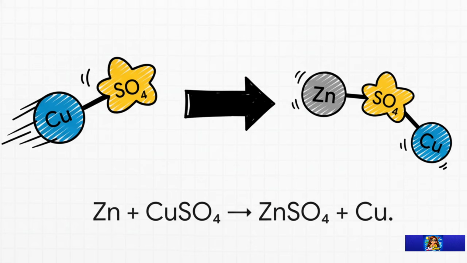So first, you've got a single displacement reaction. This is where a more reactive element literally kicks a less reactive one out of its compound. It's like a chemical cutting in on the dance floor. For reasons that are a whole other story, zinc is just more reactive than copper. So when you drop a piece of solid zinc into a copper sulfate solution, the zinc shoves the copper out of the way and takes its place.